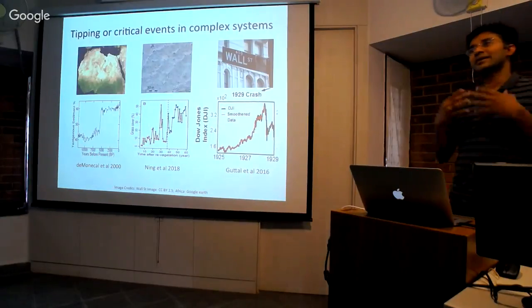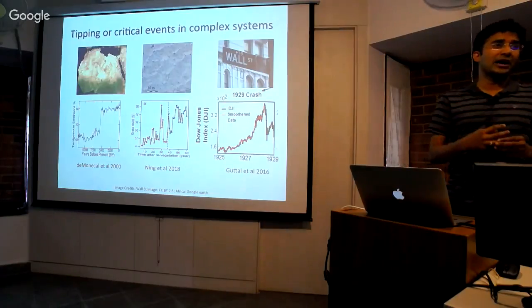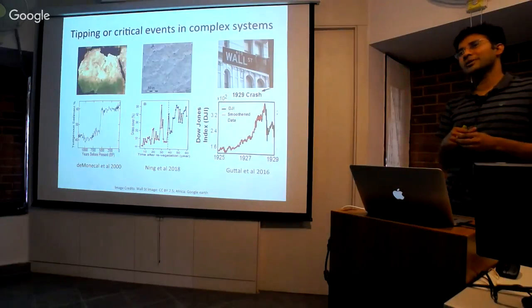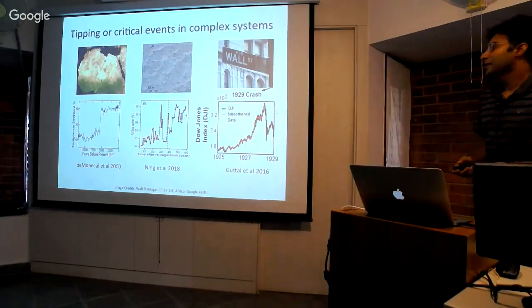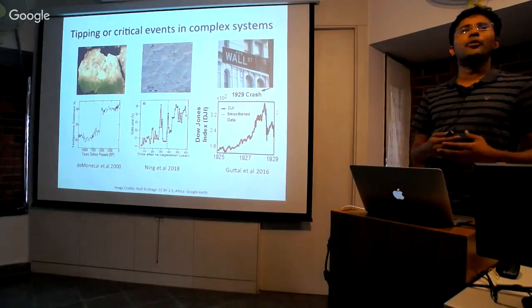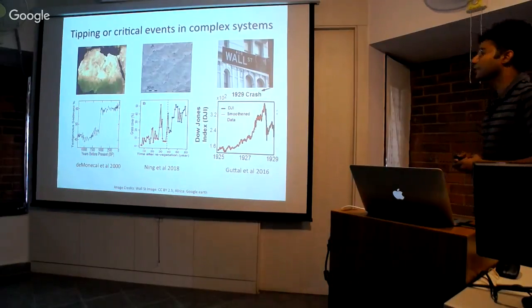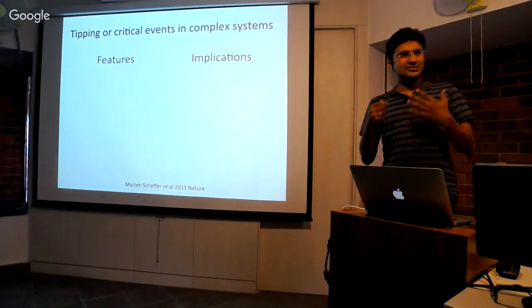Eutrophication is often thought to be a tipping point event as well. And community shifts can also have tipping points. In fact, my colleague Shumanta Bakchi has worked on some of these community shifts in grasslands. And over time, there are many, many more examples of these tipping point events. All of this motivates us to understand their features and implications.